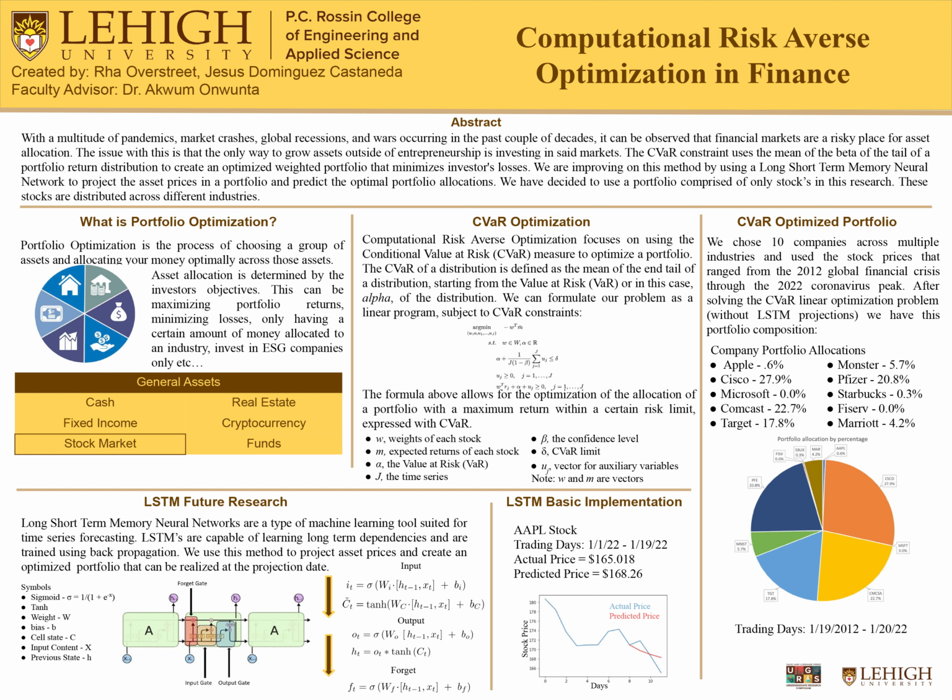Portfolio optimization is the process of choosing a group of assets by a method of choice and allocating your money optimally across those assets. The asset allocation is determined by the investor's objectives. Objectives can range from maximizing portfolio returns, minimizing portfolio losses, only allocating a certain amount to specific industries, only investing in ESG companies, and so on. For this research, we minimize portfolio losses using the CVAR method.